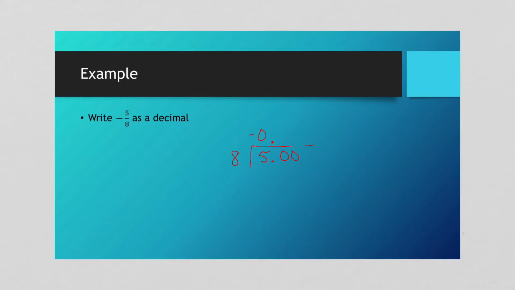But 8 will go into 50, 6 times? Yeah, 6 times 8 is 48. Subtract, and you get 2. 8 will go into 20 twice. 2 times 8 is 16. Subtract, you get a 4. I'm going to put another 0 there and bring another 0 down. 8 will go into 40 5 times. So negative 5/8 as a decimal is negative 0.625.